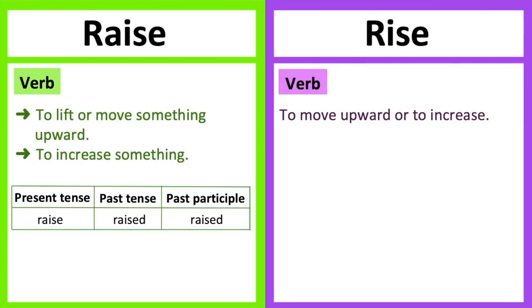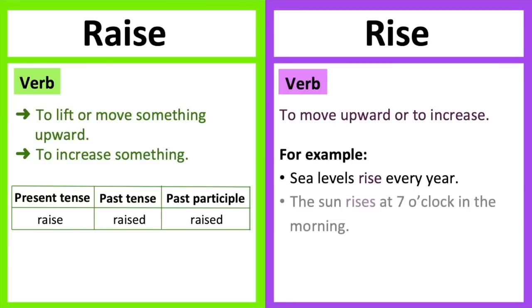For example, sea levels rise every year. So, as we can see from this example, the sea levels rise itself. There is no subject required to physically increase the level. Another example is, the sun rises at 7 o'clock in the morning. Again, in this example, there is no subject. The sun moves upwards itself.